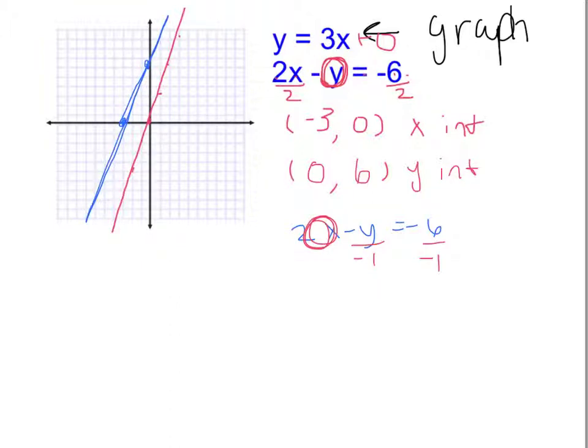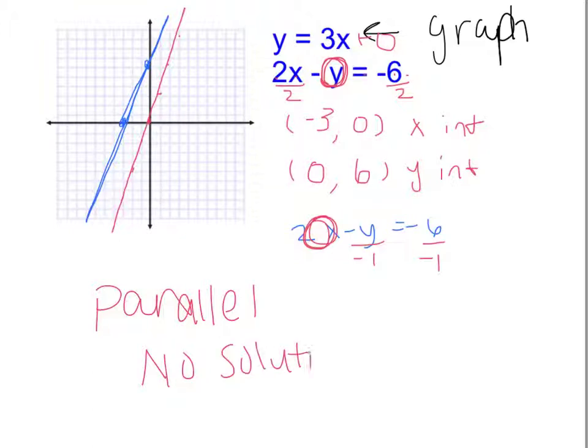I notice that both of these lines have the same slope. They are both rising at a rate of 3. Therefore, these lines are parallel. They are never going to intersect, and we say that there is no solution.